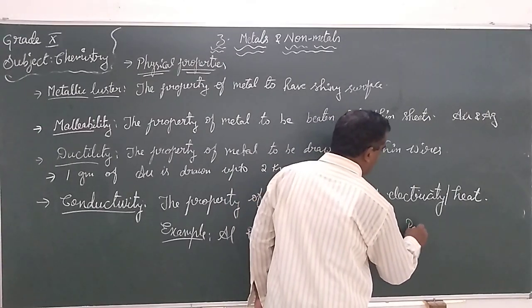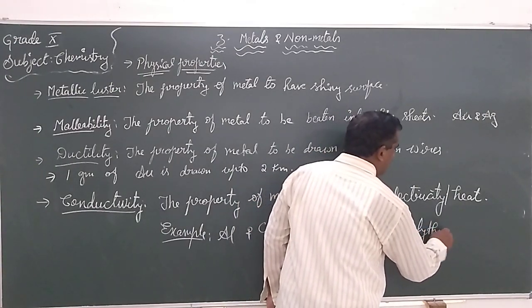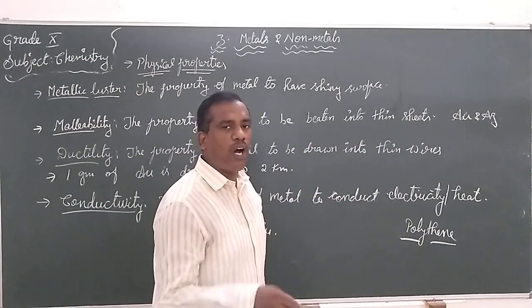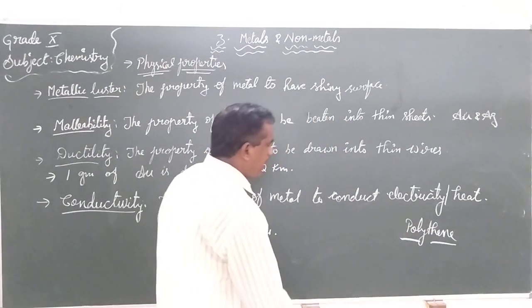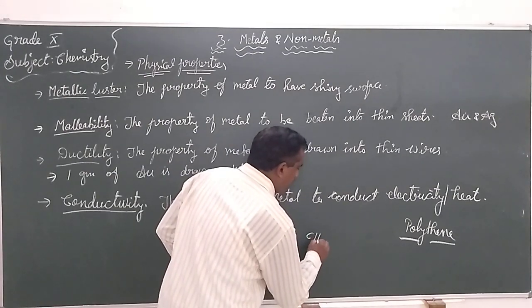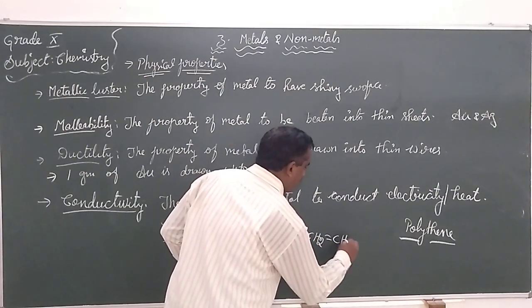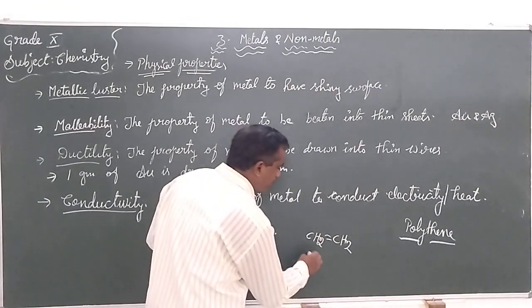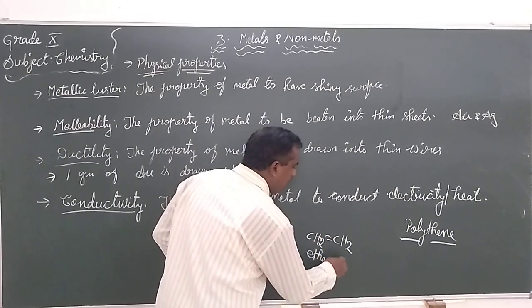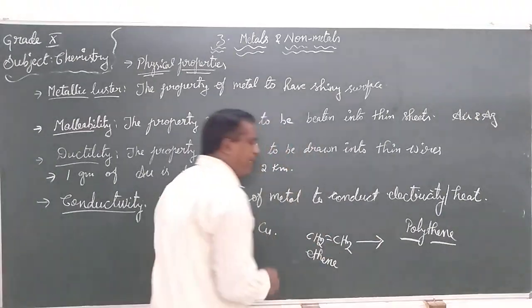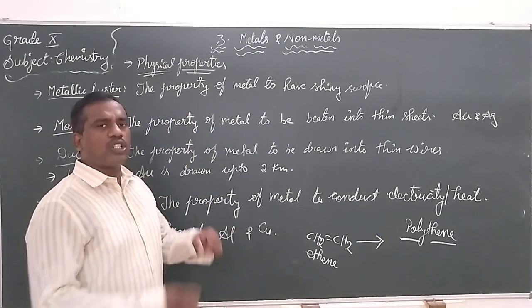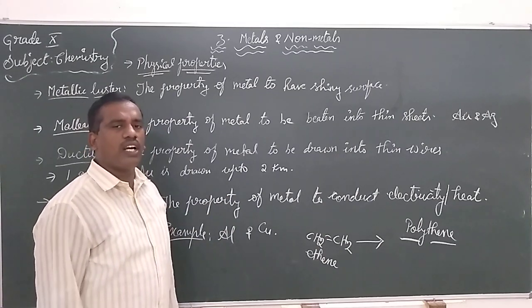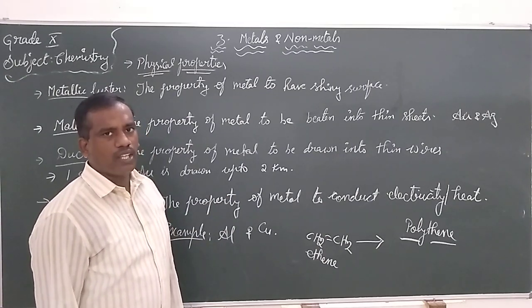Not to use polythene bags. What is this polythene? First of all, when there are two carbon atoms having a double bond between them, it is called ethene. Many of these ethene molecules, when they are held side by side, are called polythene.